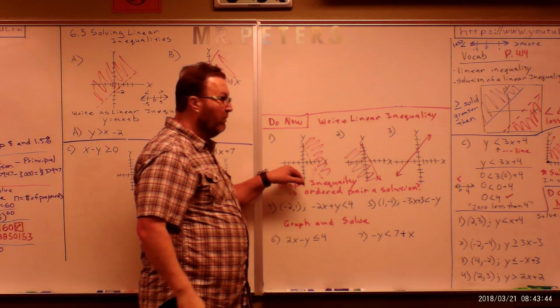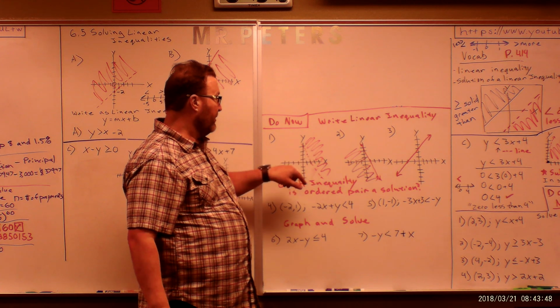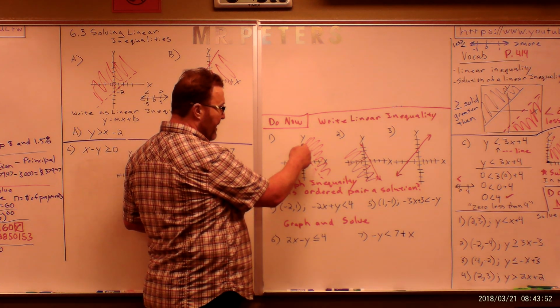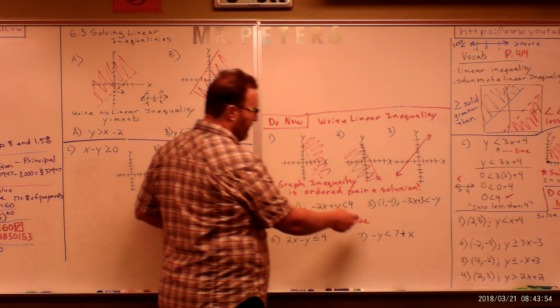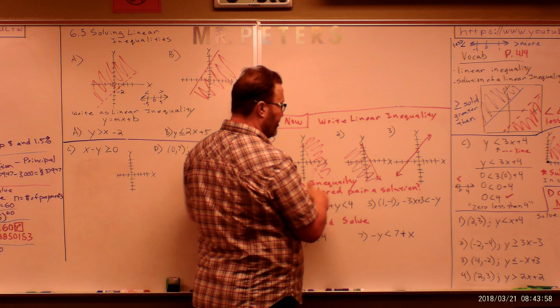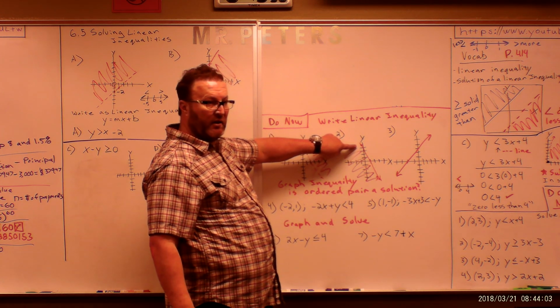So, on your do now, you're going to do the same thing, okay? You're going to write this in a linear inequality for this. So this is going to be your b, there's your rise, there's your run. This is going to be your b, this is your rise, this is your run. If this is going down, how do we write that? Is it rise and run?